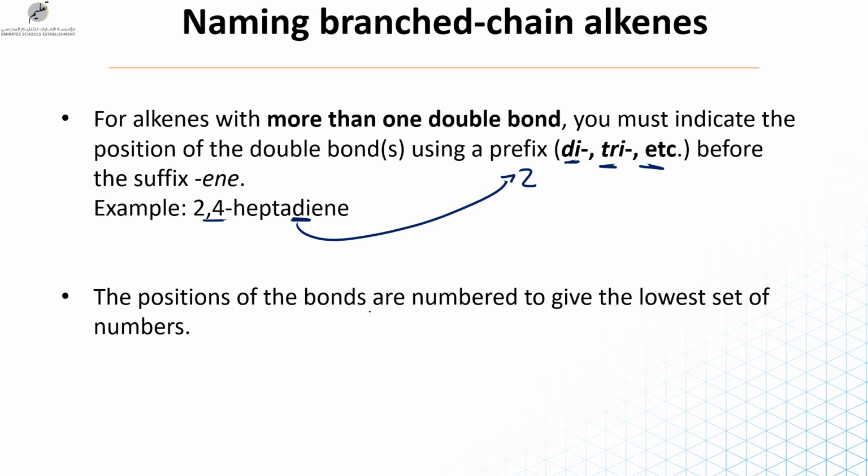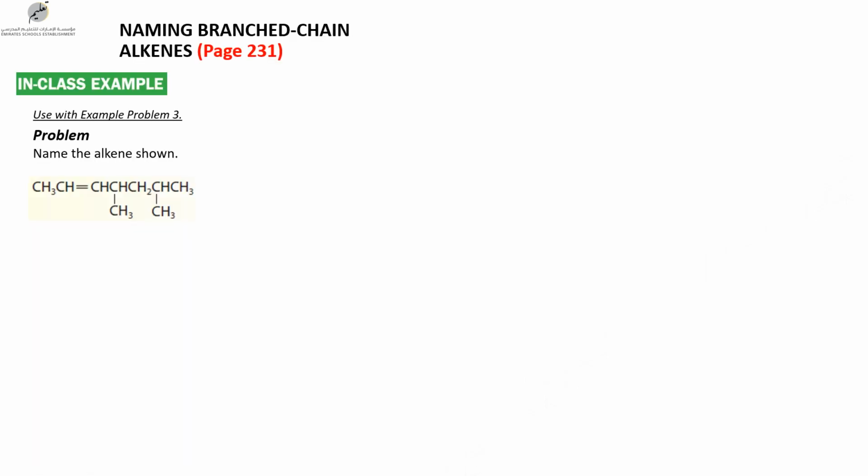The positions of the bonds are numbered to give the lowest numbers. So in alkenes, we focus numbering on the double bond. We should get the lowest number for the double bonds, okay? So you can go back in the video and double check the concepts that we saw. And we are going to start with this example that you have in your book. All right.